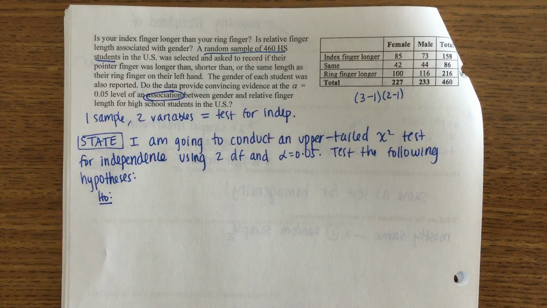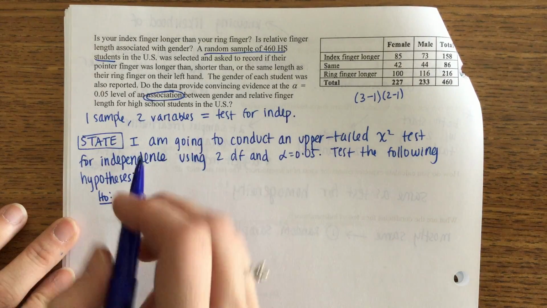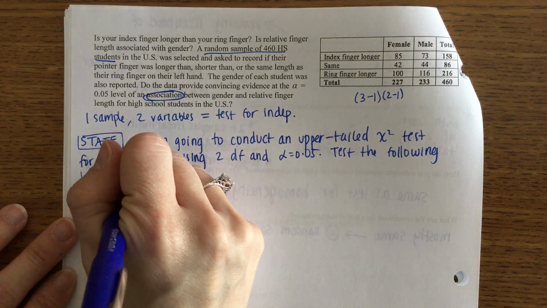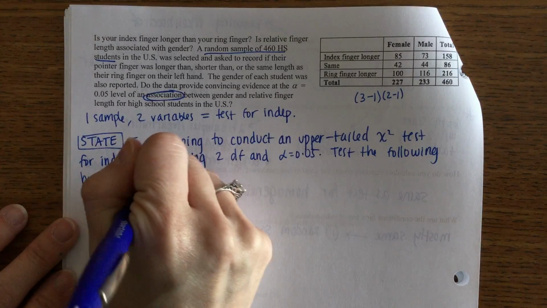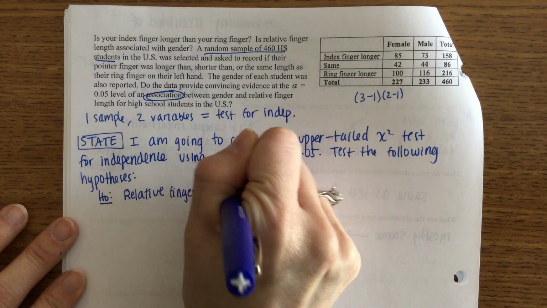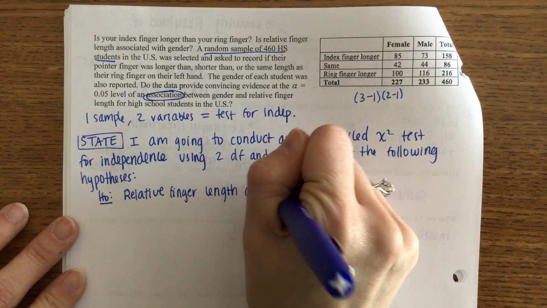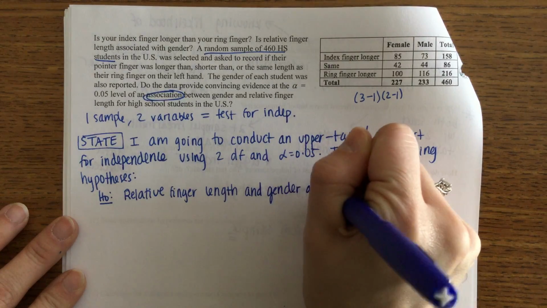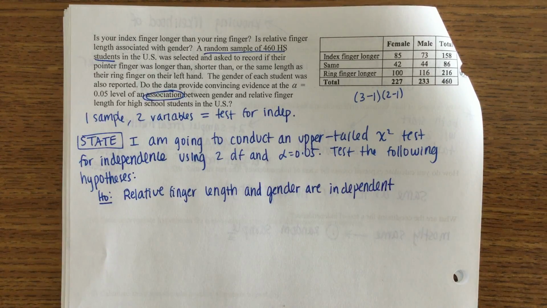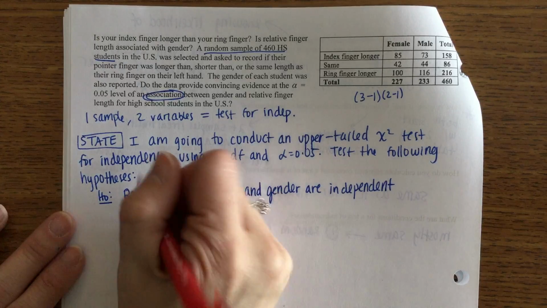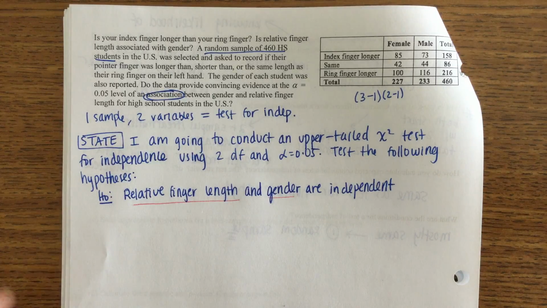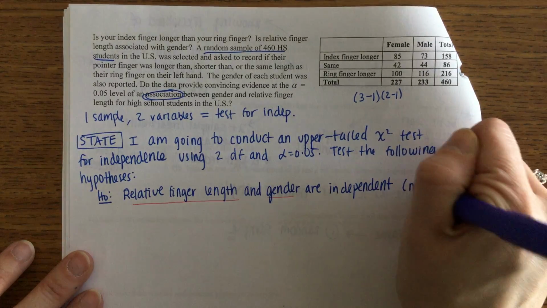Okay, the wording of the null and the alternative are a little bit different. So for the null, we're going to say relative finger length. So that's the first variable. And gender are independent. So this is exactly what I had on the previous page. That's variable 1, that's variable 2. We're assuming that there's no relationship. Instead of independent, you can say not associated.